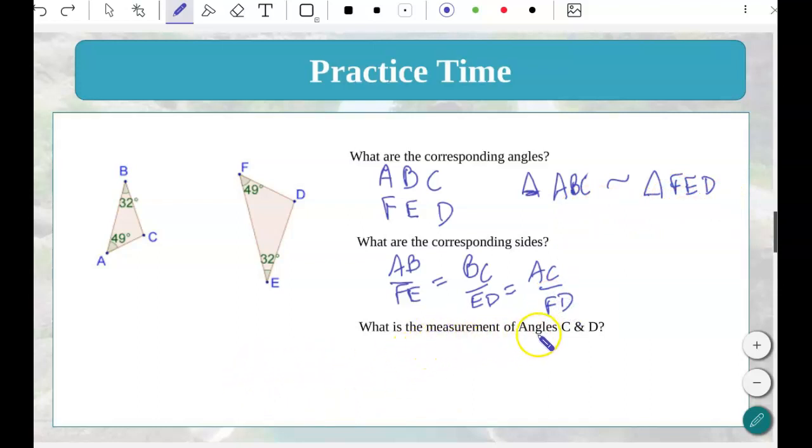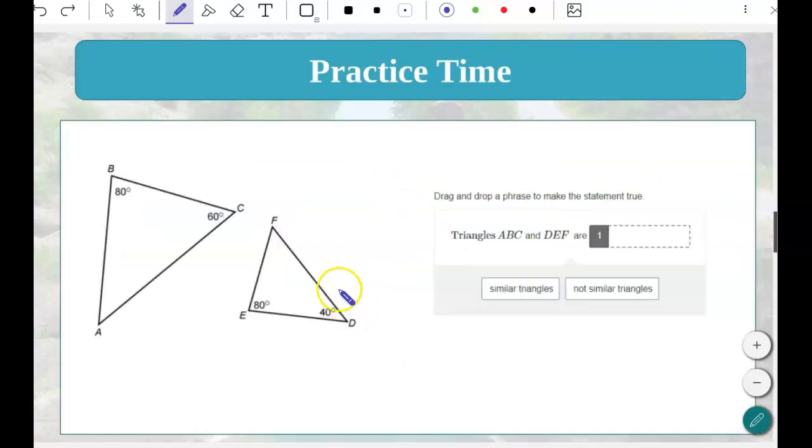So simple question, what is the measurement of angles C and D? Well, we know that the interior angles of a triangle add up to 180. So you're going to add the 49 plus the 32, and that equals 81. So, sorry, it's going to be 180 minus the 81, and it's 99 degrees. All right, so we kind of combined what we talked about previously during this unit, so just make sure you understand that.